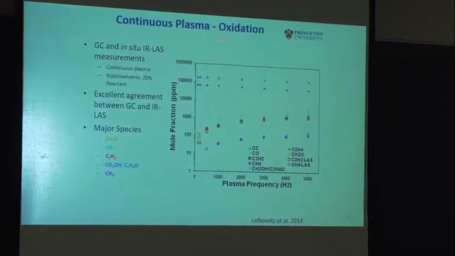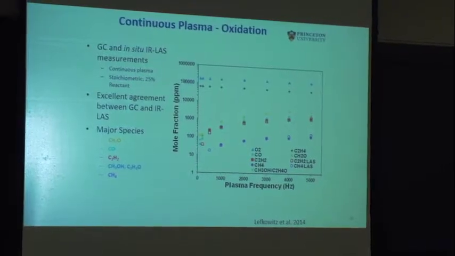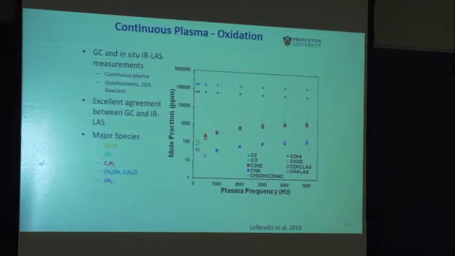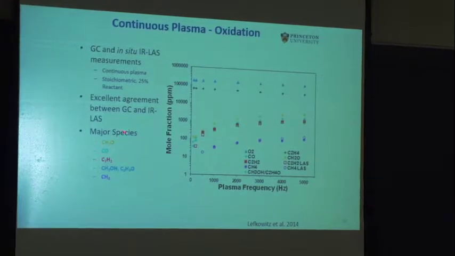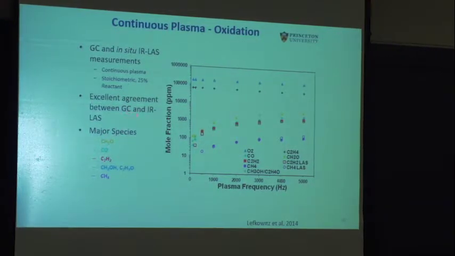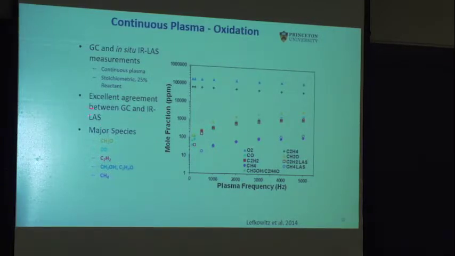So here we try to compare the continuous discharge. We try to run the plasma with a continuous discharge. You can measure that using, for example, a GC, a micro GC. We can also measure using laser absorption spectroscopy. We try to compare whether they get the same number using laser absorption or using GC.